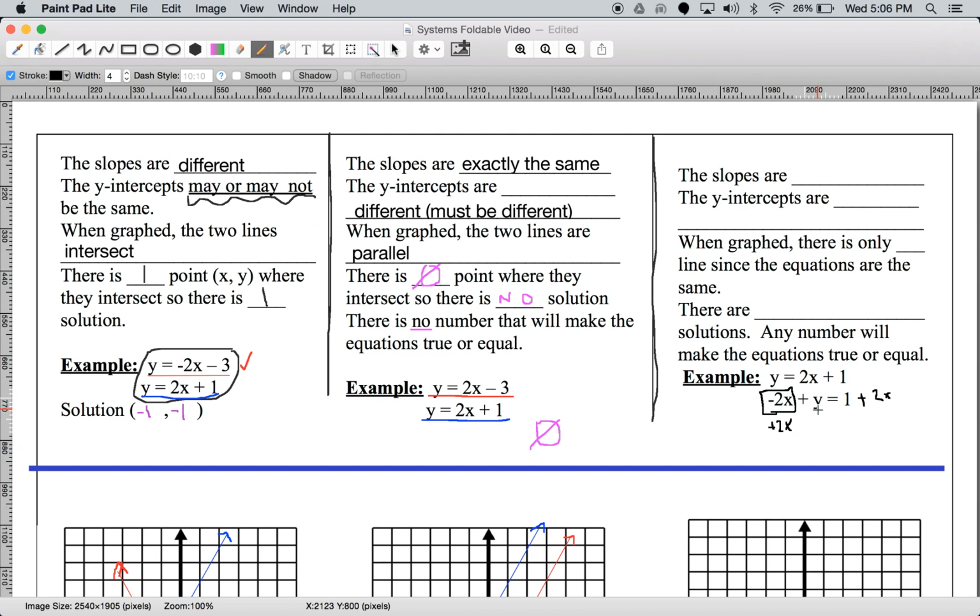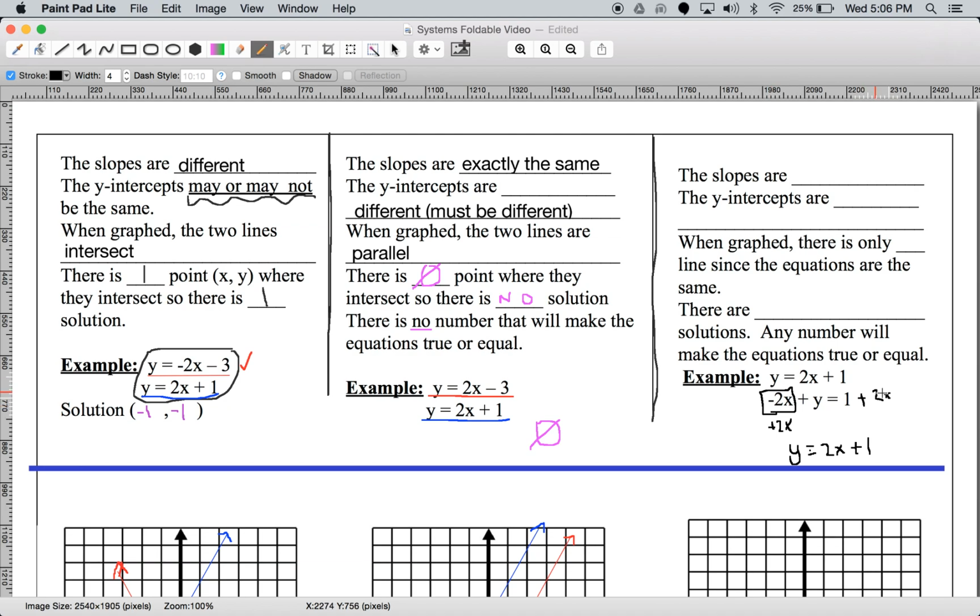So we're going to add 2x to both sides. And now I have y equals 1 plus 2x, which is really close to slope-intercept form. The only difference is the x comes first. So now I have y equals 2x, and I'm keeping that a positive 2x because this is a positive 2x, and this 1 is also a positive 1. So I'm going to say plus 1 over here. Y equals 2x plus 1.